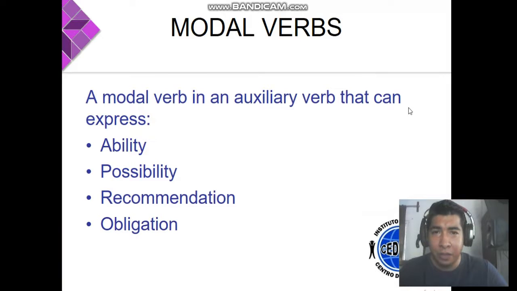So let's start with the module. And first, let's talk about modal verbs. A modal verb is an auxiliary verb that can express ability, important thing, it can express abilities, it can express possibilities. A modal verb can also express recommendations, and finally we can have also obligations. Of course, modal auxiliary verbs are like a bunch of them, 100 modal verbs. So in this course we are going to see the most commonly used, los más importantes, okay?